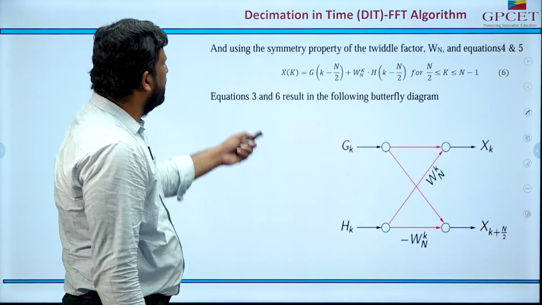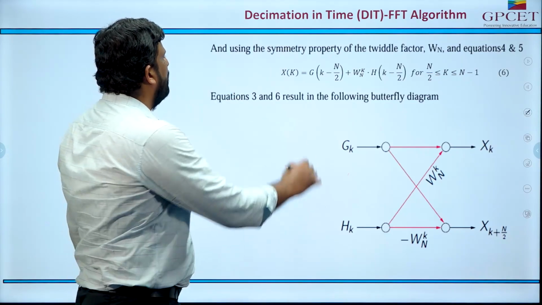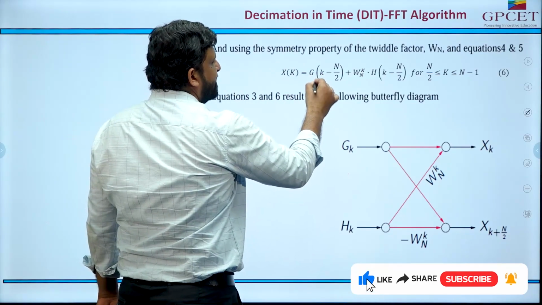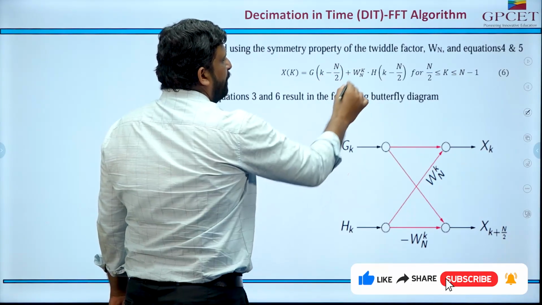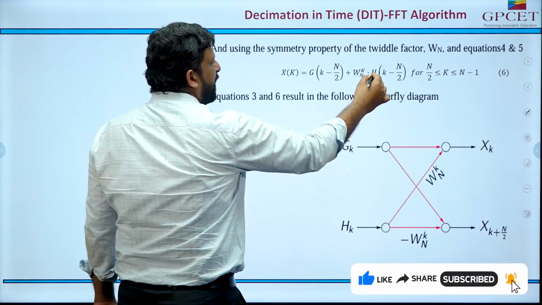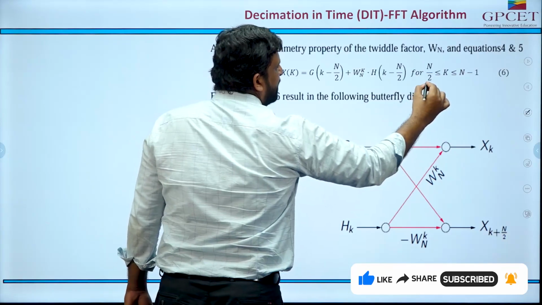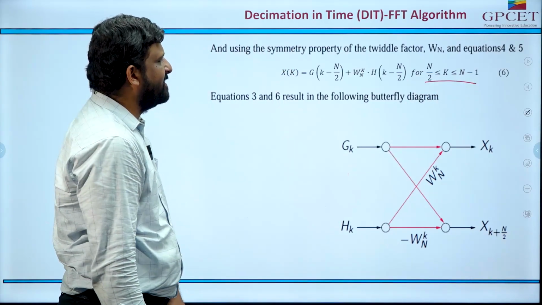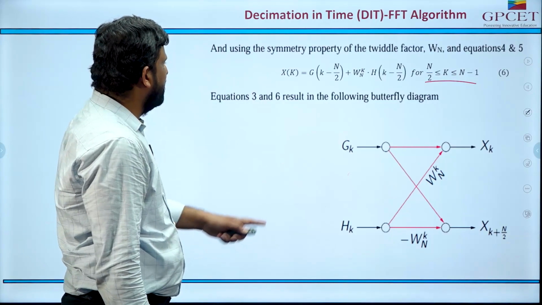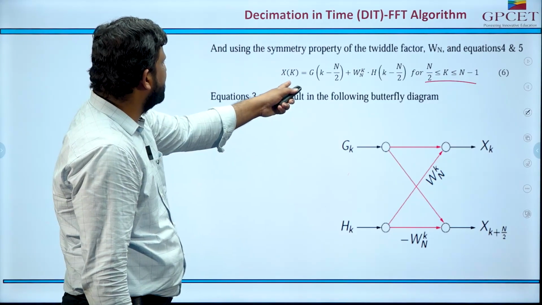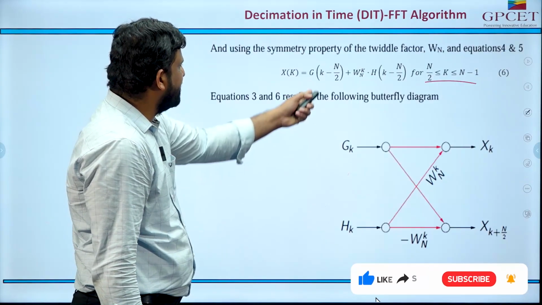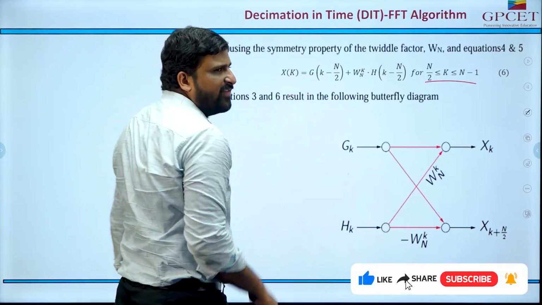So with this, the final equation, what I can write by using the symmetry property, x of k is equal to g of k minus n by 2 plus w n to the power of k into h of k minus n by 2 for the condition n by 2 less than or equal to k less than or equal to n minus 1. So for the third equation and the sixth equation, this is the butterfly diagram.